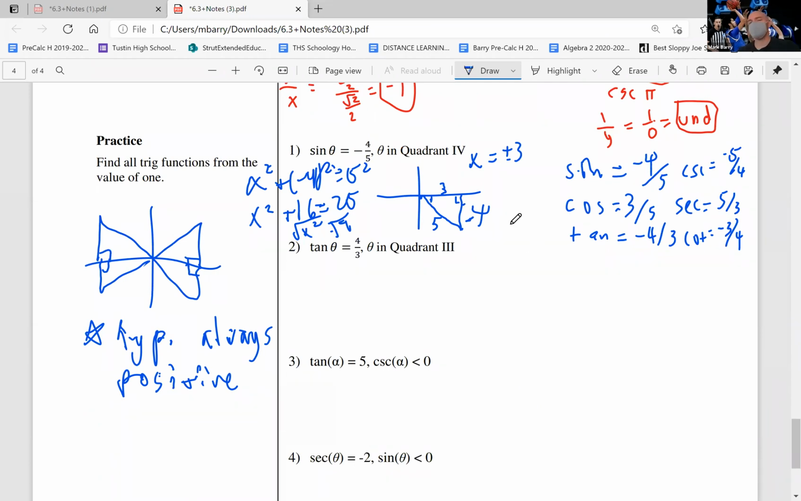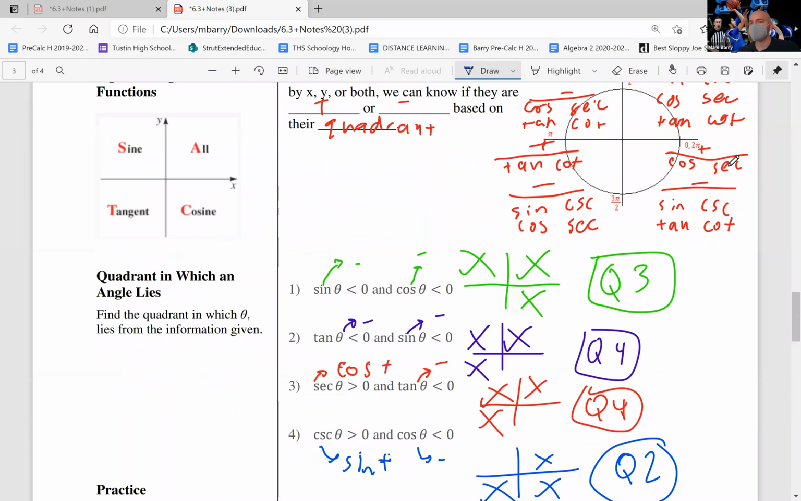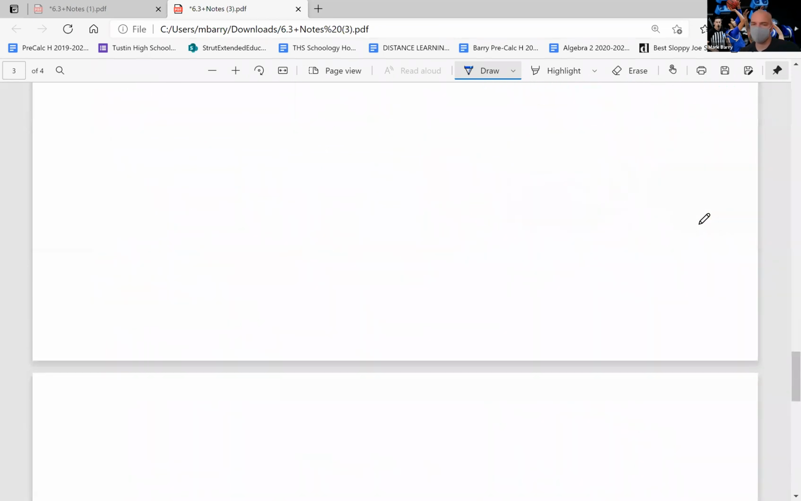So the other thing we notice is that when we're in quadrant 4, what's positive and what's negative over here matches up with how we drew our chart back up on page 3, right? Cosine in quadrant 4, if I go back up here, cosine and secant should be positive, sine, cosecant, tan, cotan should be negative, and they are.